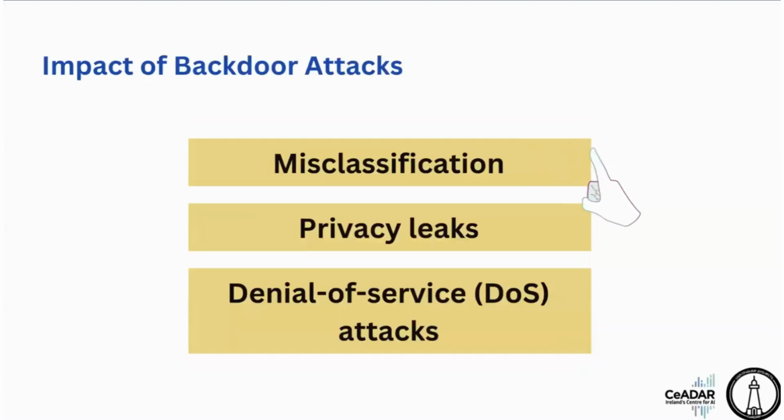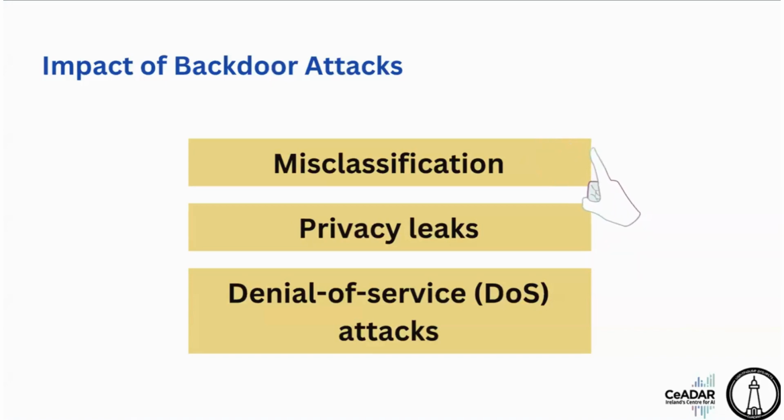So let's talk about the impact of backdoor attacks. The impacts are misclassification, privacy leaks, and finally denial of service attacks. Let's talk in detail about what misclassification is. Misclassification means the attacker can force a model to make incorrect predictions for graphs containing the backdoor triggers. So it directly leads to a mishap of the model. That means the model is completely compromised here.